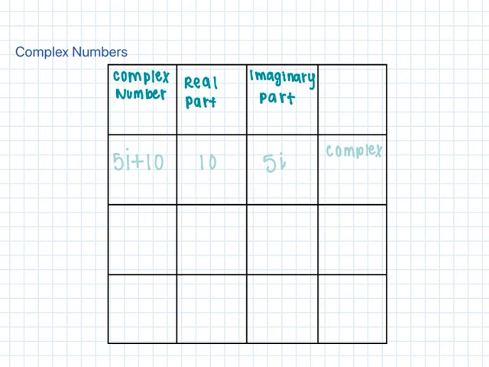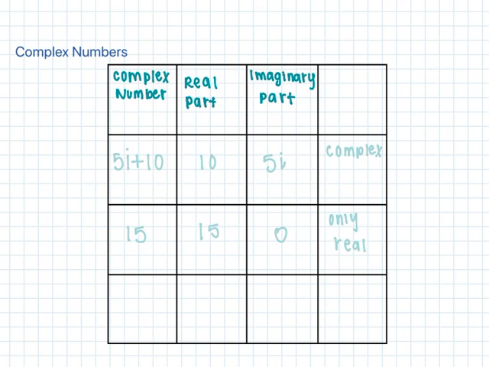Now, let's take the complex number 15. So, the real part would be 15, and the imaginary part would be 0 because there is no imaginary part. Therefore, since there's only a real part, this number is only real.